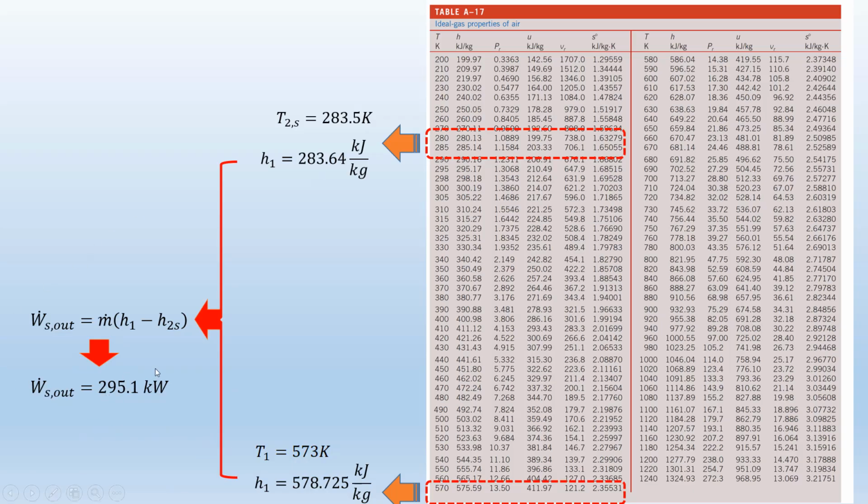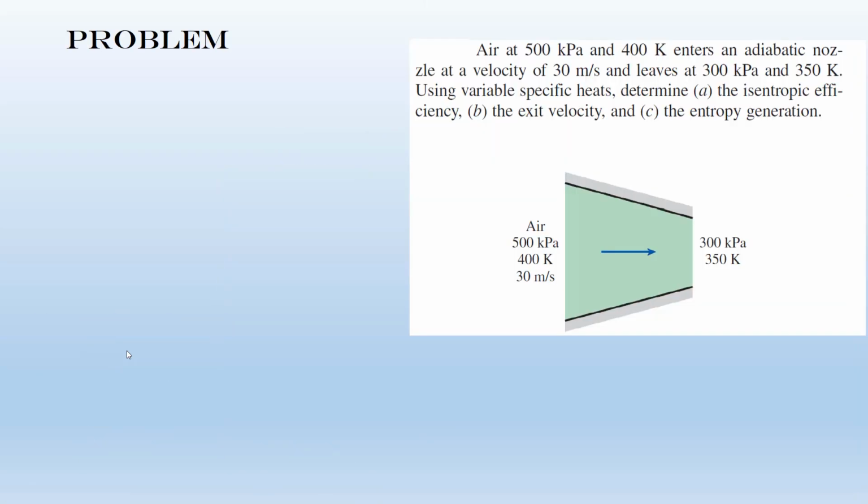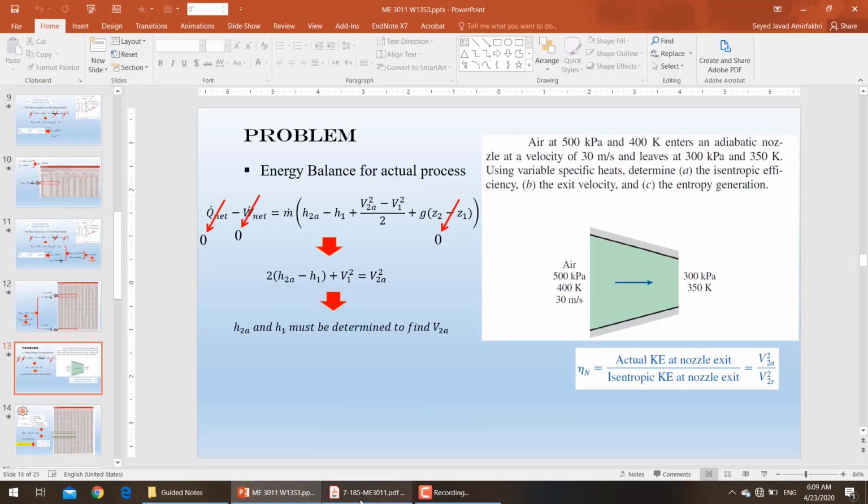This is pretty close, guys, to the value that we calculated by using the CP average. The isentropic efficiency by using this method is 0.779. Again, it is pretty close to the value we calculated by using the CP average. So the claim is valid. Okay, so this is the first one. Let's go over the second problem.